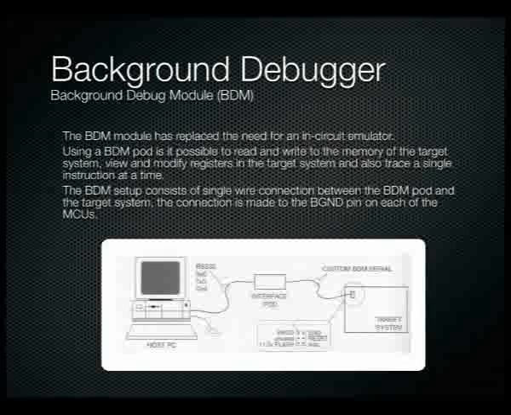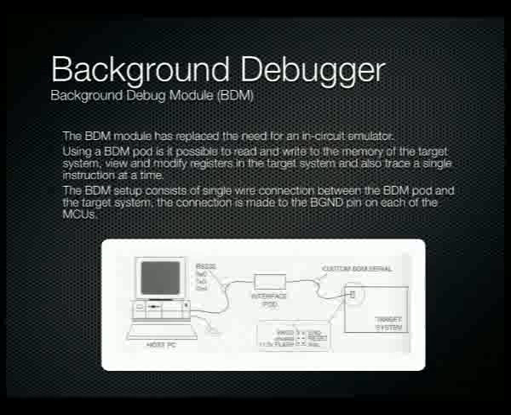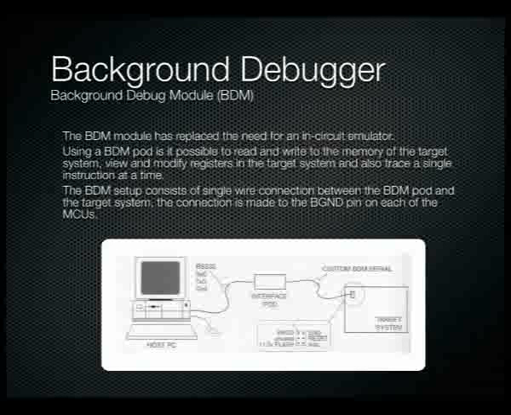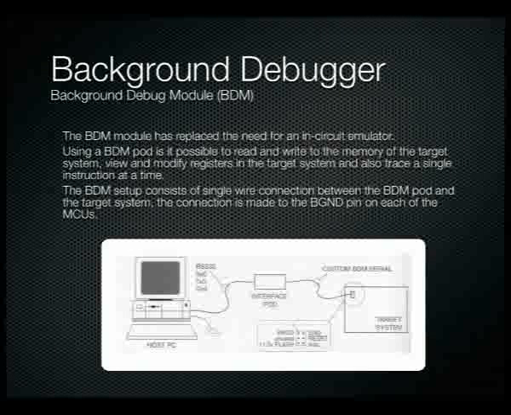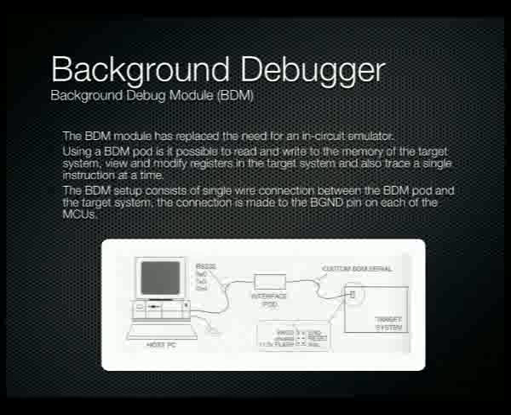The BDM setup consists of a single wire connection between the BDM pod and the target system, and the connection is made to the background pin on each of the MCUs. Generally, it's a single wire connection. The BDM pod will have a BGND pin, and your target will have a BGND pin as well. And that single wire facilitates the whole process of the background debugger.